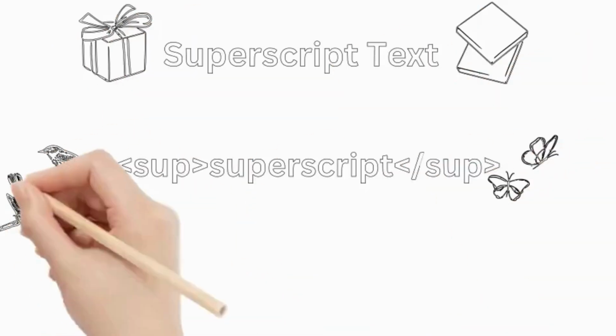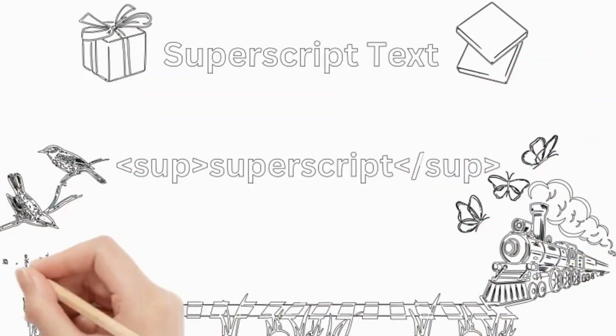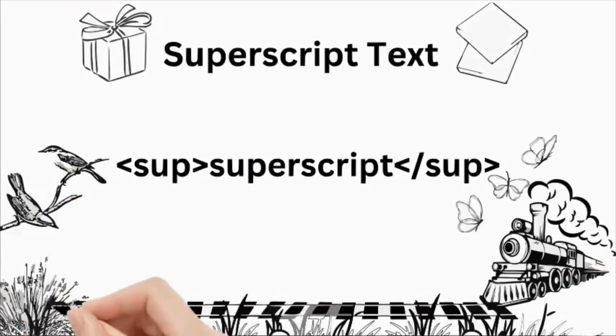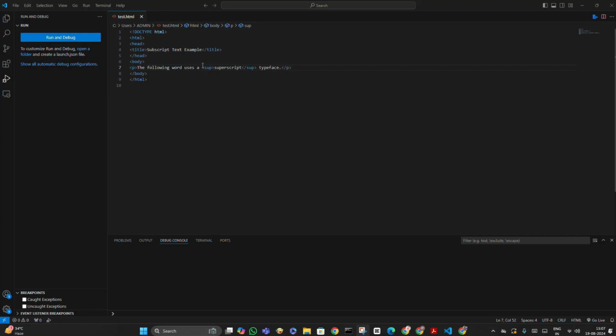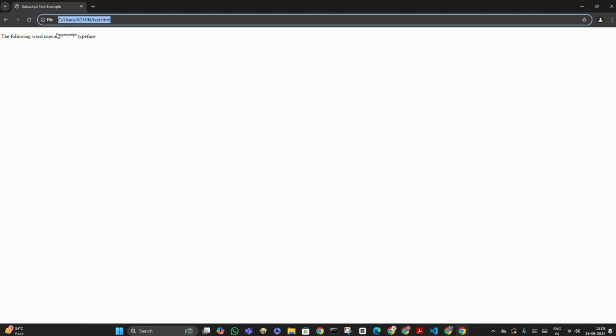Now let's talk about superscript text. Superscript text appears slightly above the regular text line. To achieve this, use the sup element. This will produce the following word uses a superscript typeface. Superscripts are commonly used in mathematical expressions and footnotes.